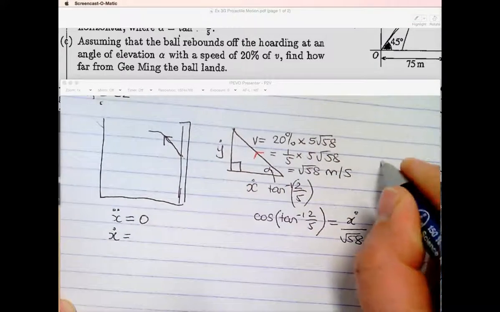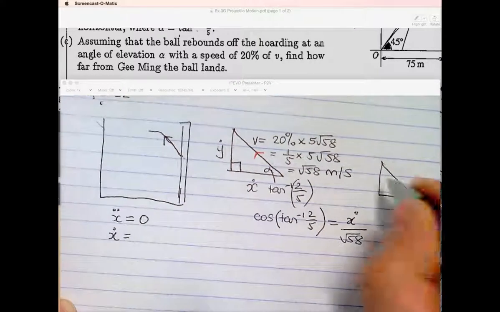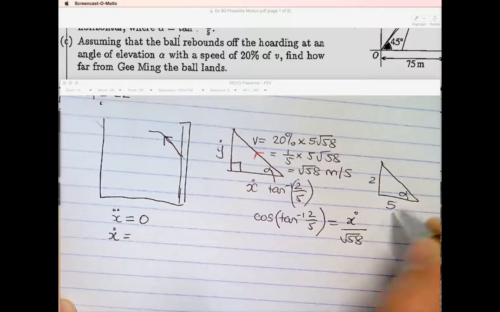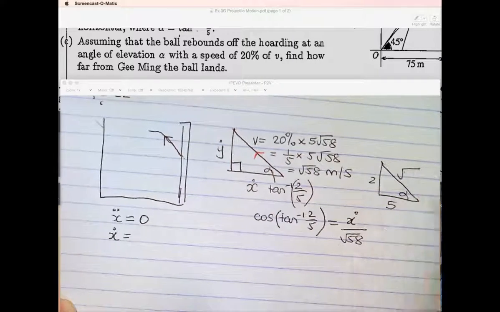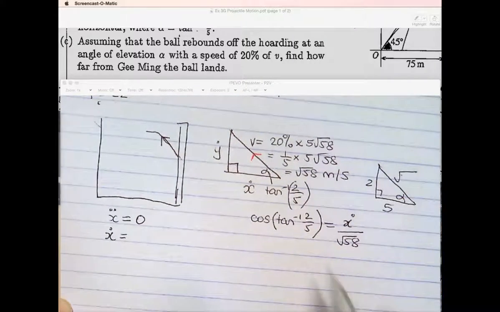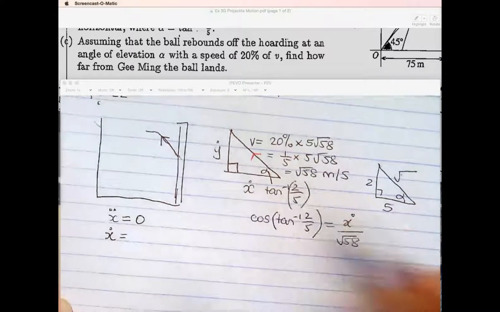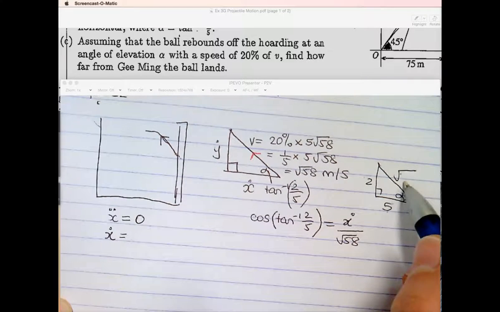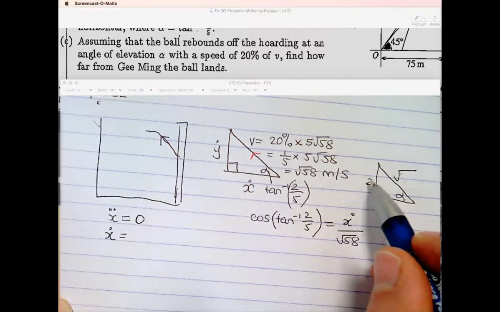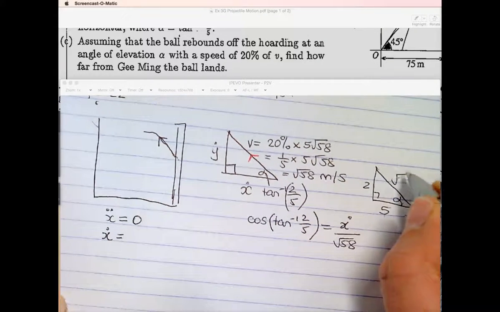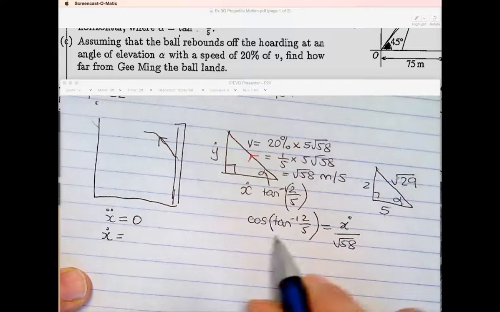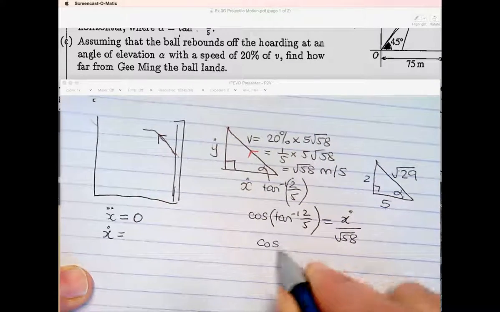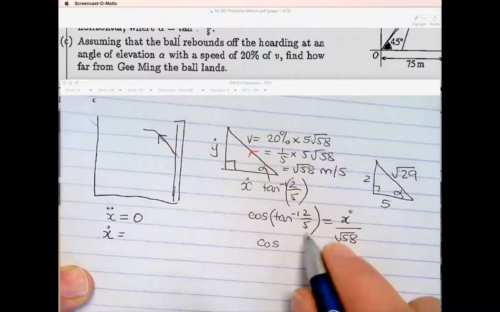But girls, if I draw the right angle triangle, instead of doing that, isn't tan to the minus 1 of 2/5 just 2 over 5? If the angle alpha is tan to the minus 1 of 2/5, you can write that tan of alpha is 2/5, so you can work out the hypotenuse. What is it? Square root of 2 squared plus 5 squared, square root of 29. So therefore, it becomes cos of that angle, root 29.